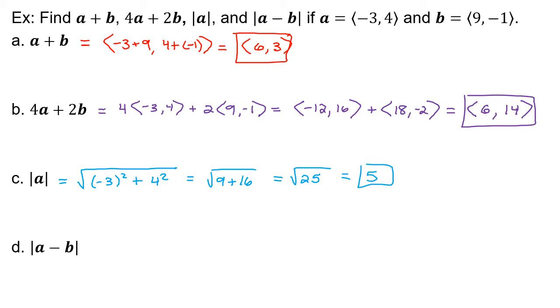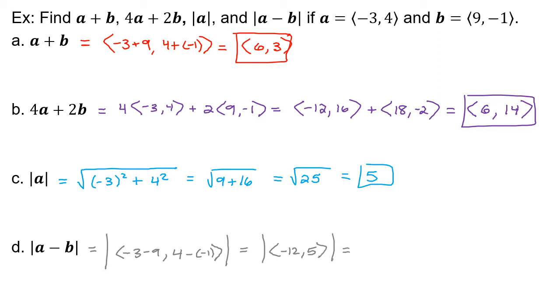The magnitude of A minus B, you want to figure out what A minus B is, of course. And so A minus B would be -3 minus 9 and 4 minus -1. And so -3 minus 9 would be -12, and 4 and 1 would be 5.